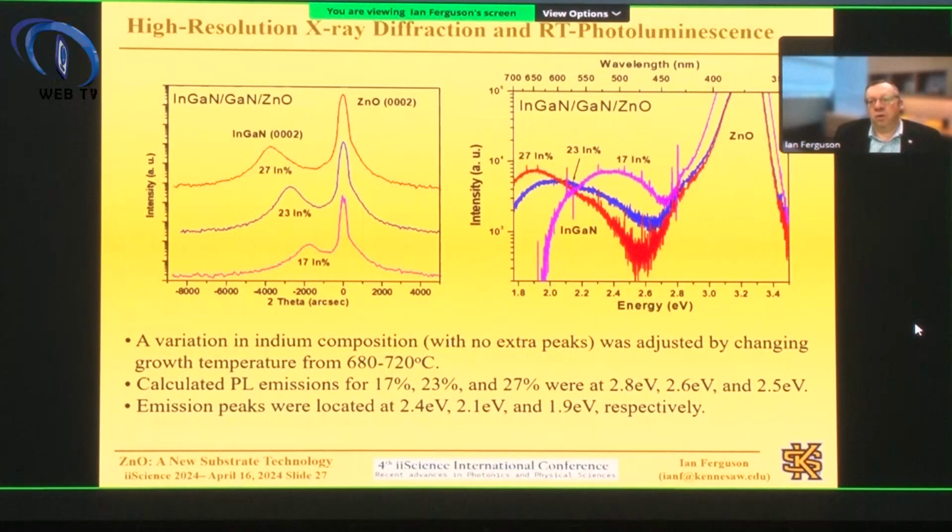So again, we wanted a composition of about 20% or so. What this shows is two things. This is our X-ray. The layer shows indium incorporation between about 17% and about 27%. Essentially we did this by adjusting the growth temperature, which changes the absorption rate of the indium onto the layer. And we also saw a systematic shift in the PL.